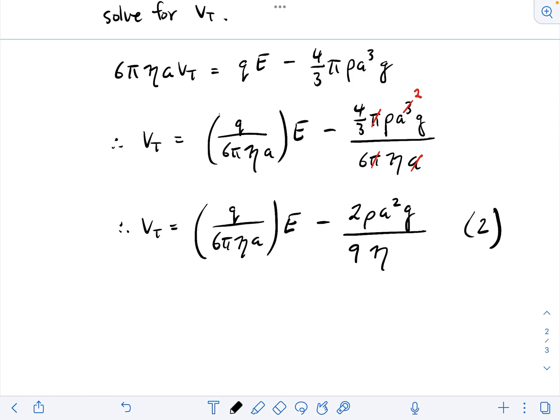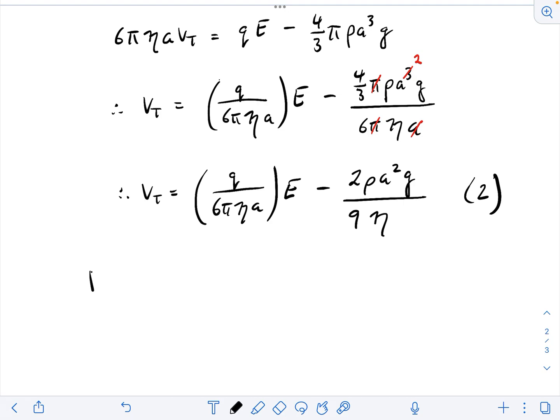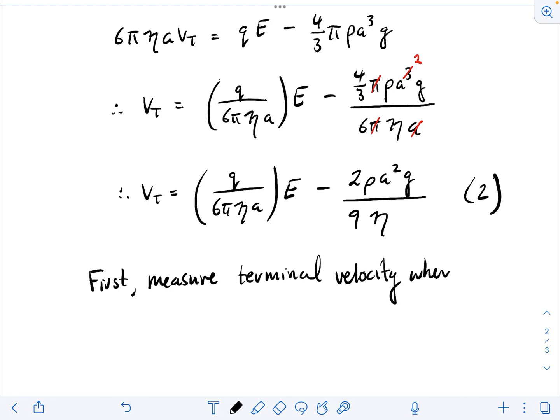You might look at this and say, how does that help us actually determine the charge q when we still have two unknowns? We have the unknown charge and the unknown radius. So we're going to be a little bit clever. The first thing we'll do is measure the terminal velocity when E is equal to 0. That means we'll just take our battery and disconnect it, so we apply no voltage to the plates. The plates don't charge up. The electrical force vanishes, and then we have only the gravitational force and the drag force, and that's it.